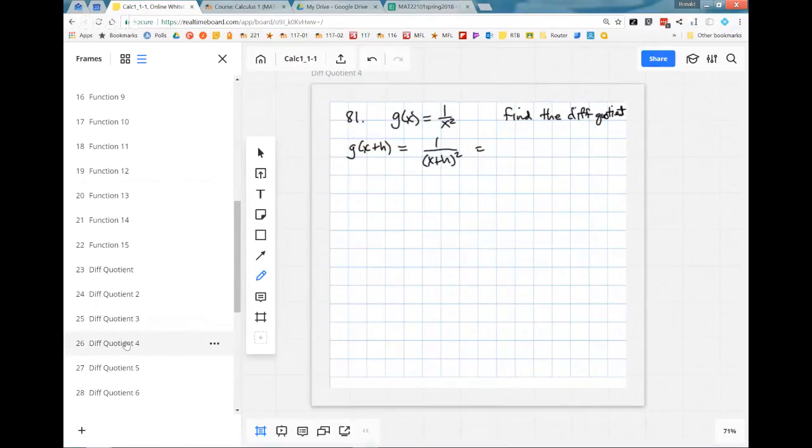Yeah, it's time. So this one we can do right here on the page. We're going to do one where we have a denominator. All right. So the first thing you're going to want to do is find g of x plus h. So I already substituted in the x plus h for the x. That would be 1 over x squared plus 2xh plus h squared.